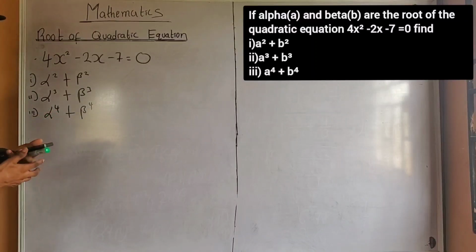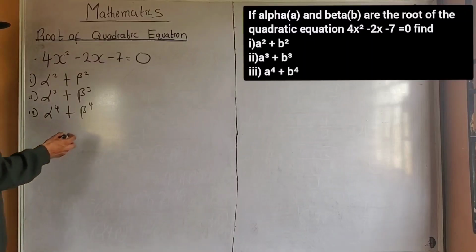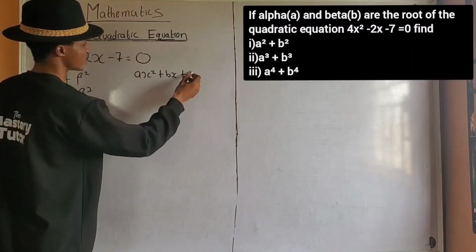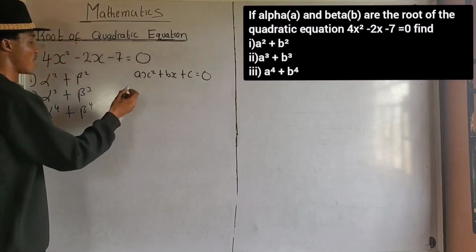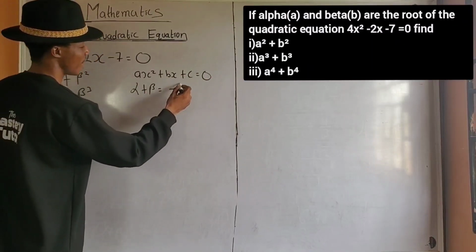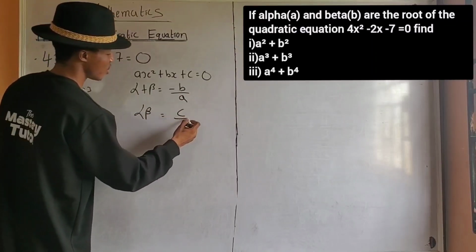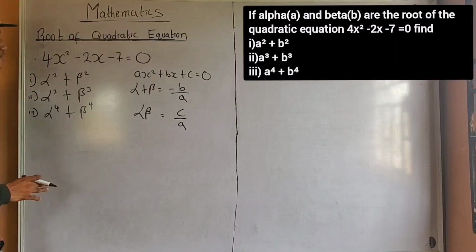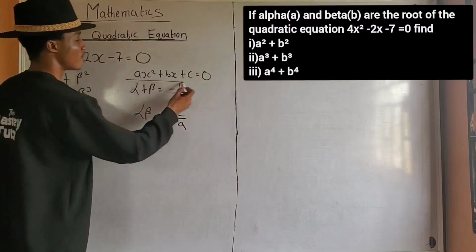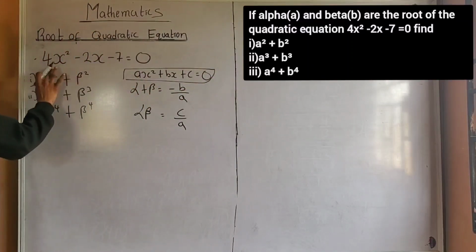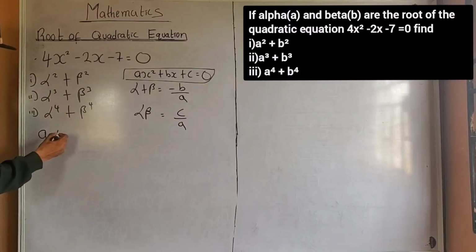How can we approach this question? To solve this question, don't forget, if you have an equation ax squared plus bx plus c equals 0, alpha plus beta equals minus b over a, right? Alpha multiplied by beta equals c over a. So in solving this question, the first step is that we have to identify our a, b, and c. From the general form of quadratic equation, a is the coefficient of x squared. So the coefficient of x squared here is what? It is 4. So a equals 4.